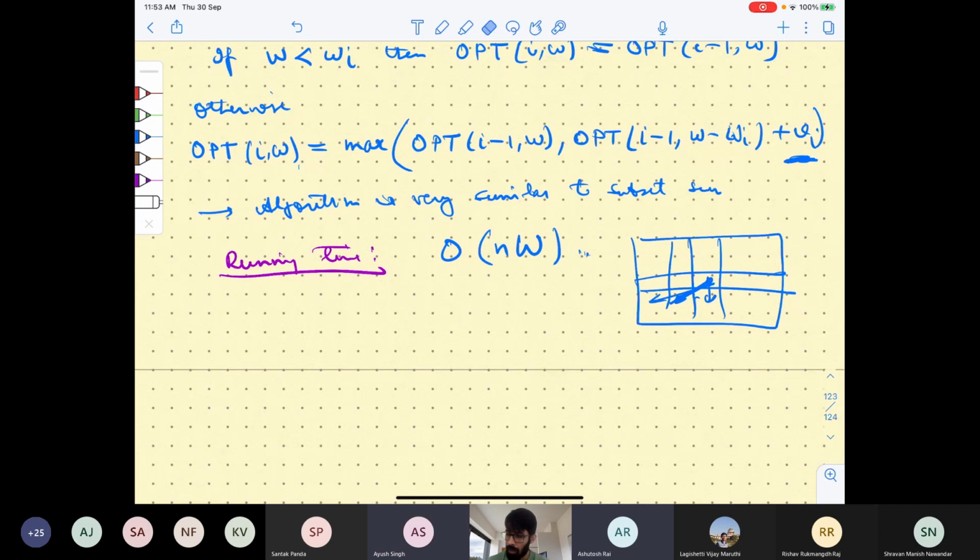Sir, I had also seen another version of such a solution when W was quite large and the sum of the vi's was not so large. In that case, they had considered a subproblem such that opt of i comma C is the minimum weight required to get a cost at least C in the indices 1 to i. Basically, C, the cost, is now the variable and the weight is the optimal answer. Yes, and then you can build up using that. So then your running time will be n times sigma v. Yeah, that's a good one.